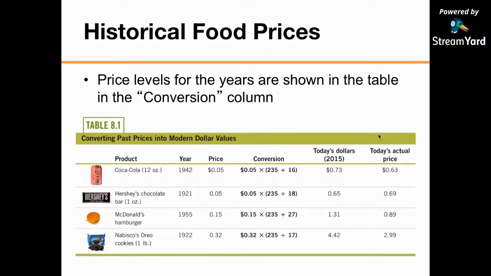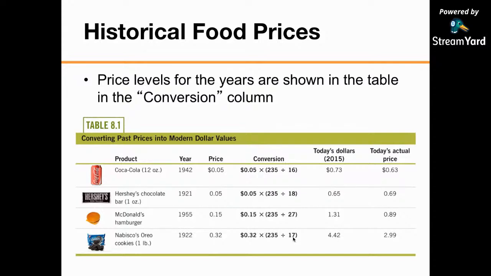This is table 8.1, and this is showing you historical food prices. Price levels for the years are shown in the table in the conversion column. They've already adjusted these price levels for you in 2015 dollars. So the price level in 2015 was $2.35. That's our base year, and you can see that they're using that $2.35 base year in this conversion column all the way down. The price level in 1942 was 16, so that's this price level right here. The price level in 1921 was 18, the price level in 1955 was 27, and the price level in 1922 was 17.